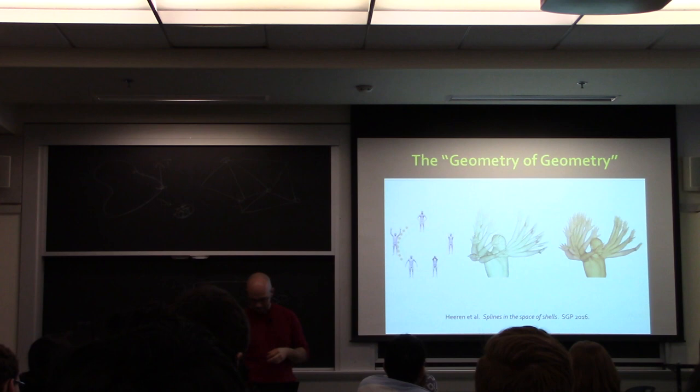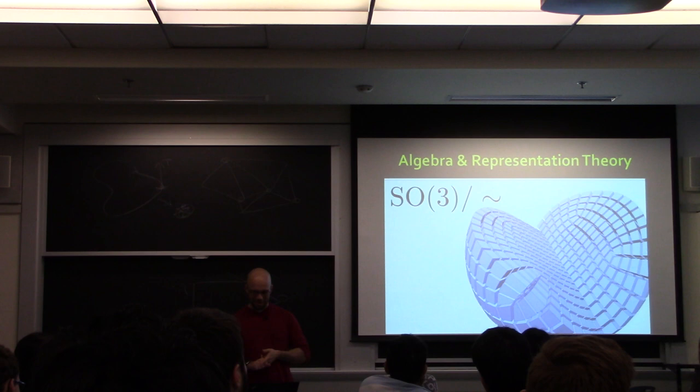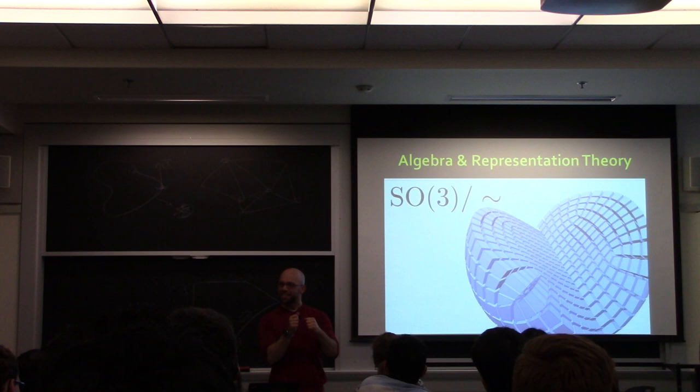We'll talk, maybe very briefly toward the end of this class, about some applications in representation theory, like groups and quotients and so on. I already mentioned SO3, right? The space of rotations comes up a lot in robotics. Quotients of those groups come up as well.